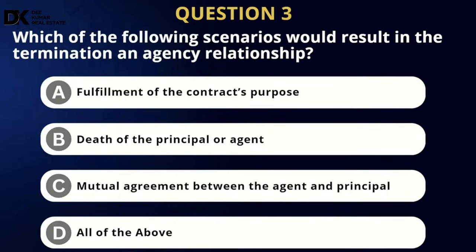Question number 3. Which of the following scenarios would result in the termination of an agency relationship? Letter A, fulfillment of the contract's purpose. Letter B, death of the principal or agent. Letter C, mutual agreement between the agent and the principal. Letter D, all of the above.